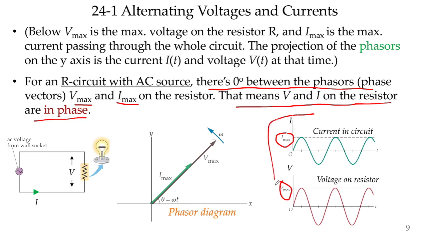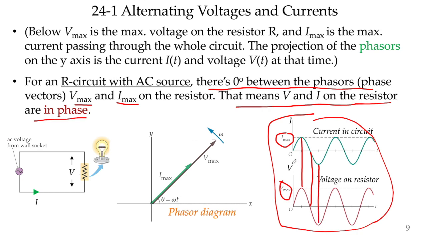Here again, I repeat the same plot. So as the current is 0, voltage is 0 at time 0. They peak at the same time. They become 0 again at the same time. They become minimum at the same time. So they are in phase.